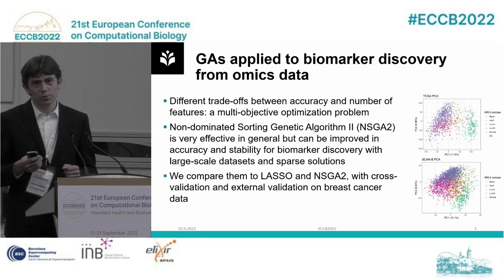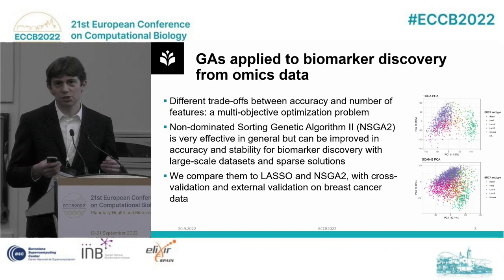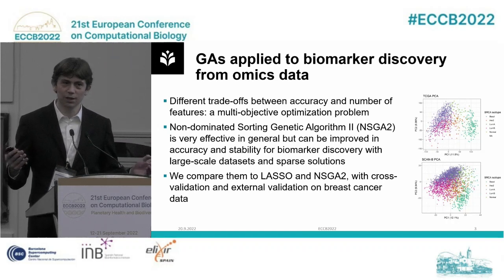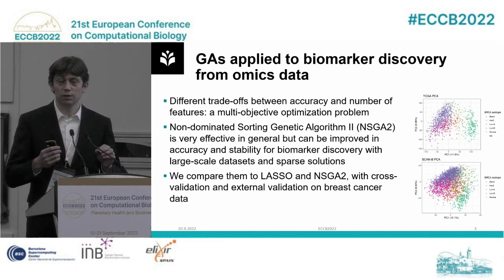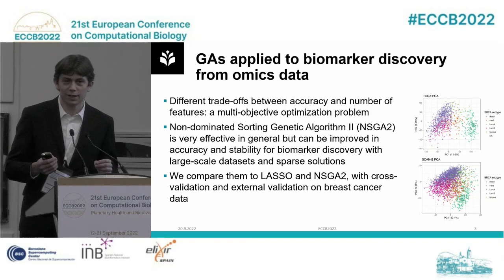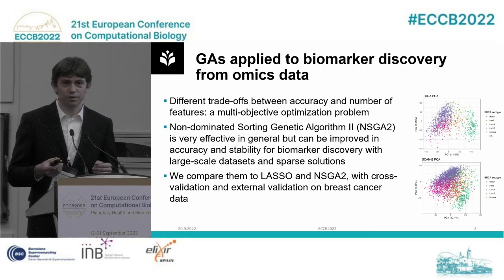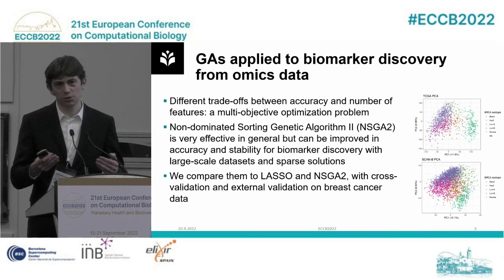Another drawback is that since we are working with very sparse solutions, we have a lot of possible solutions because the features are many, but only a very small fraction of them is composed of good solutions. So the domain is very sparse, and in particular, there are difficulties in removing redundant features. You can have a biomarker that is effective and has a good accuracy, but contains redundant features, so it is bigger than it needs to be.